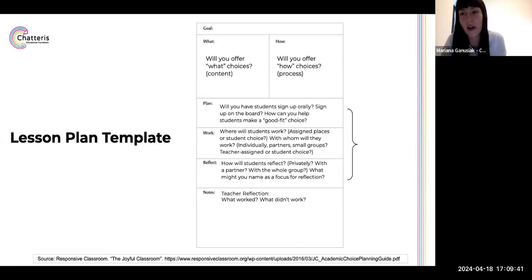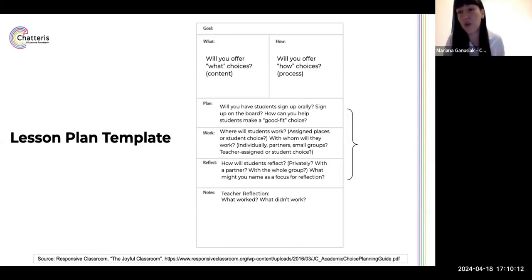And when you're reflecting, of course, you can reflect on your own planning as a teacher. Did I prepare for the lesson well? Did everything in terms of logistics work out the way I wanted it to? Or should I consider some other factors next time? But it's also important to reflect on your students and their choices as well. So that's why it helps to have their choices written down.